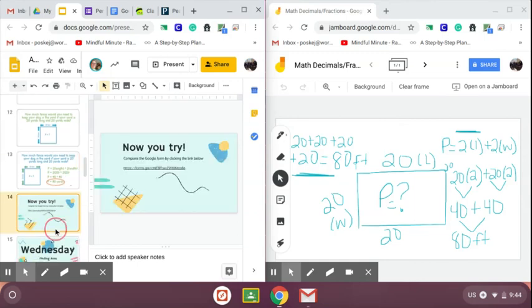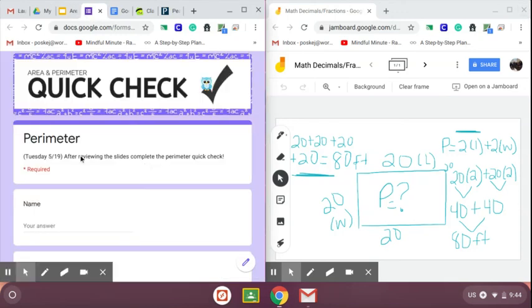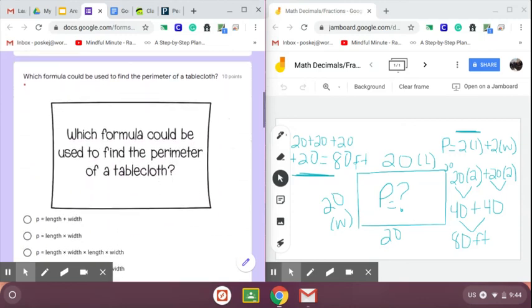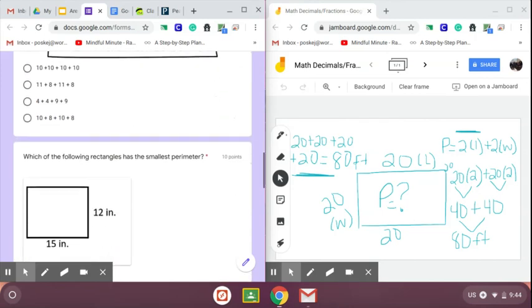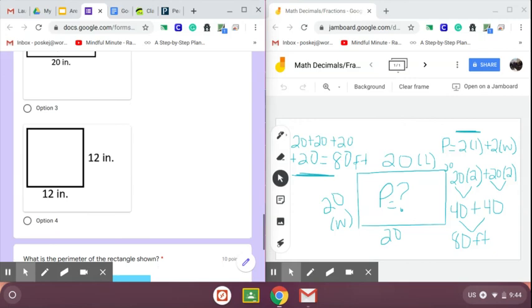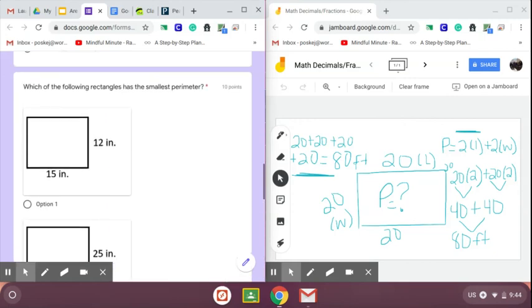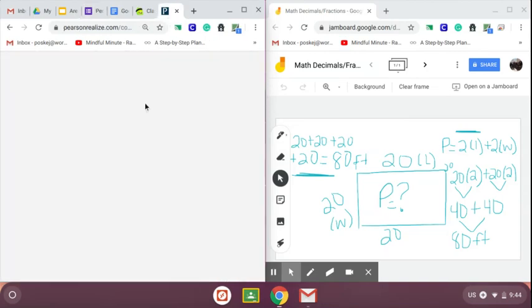So your job, you have this Google form here that you are going to be filling out. Make sure you put your name and make sure you answer the questions. Make sure you have some scrap paper to help you out with this. You're going to have to use scrap paper to answer some of these questions. And then I also put a quick check on here for extra review on perimeter.